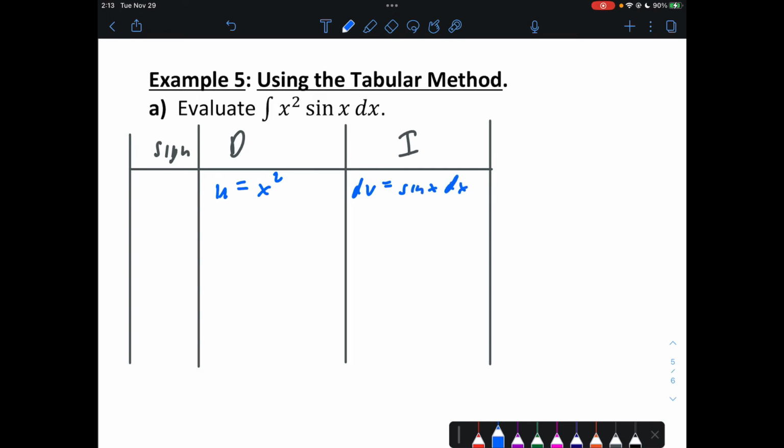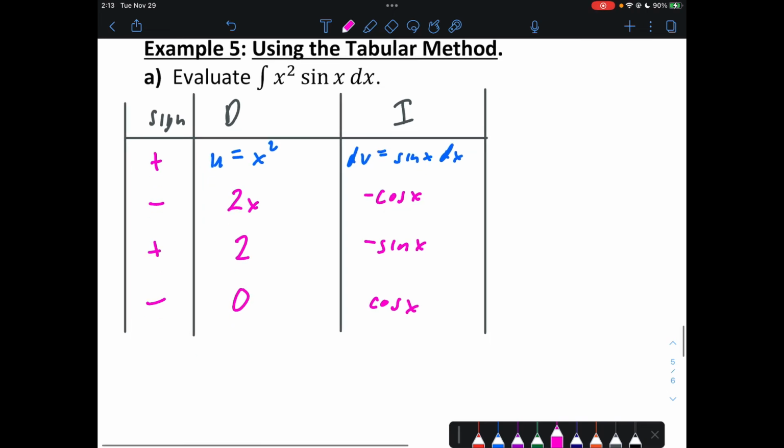All right, so now we're simply going to do as many lines as we need to until we get 0 in the derivative. So first derivative, second derivative, third derivative. So we've got to match that over here. So the first antiderivative, second antiderivative, third antiderivative. The signs are just simply going to alternate. The first one's positive, and we're going to alternate from there.